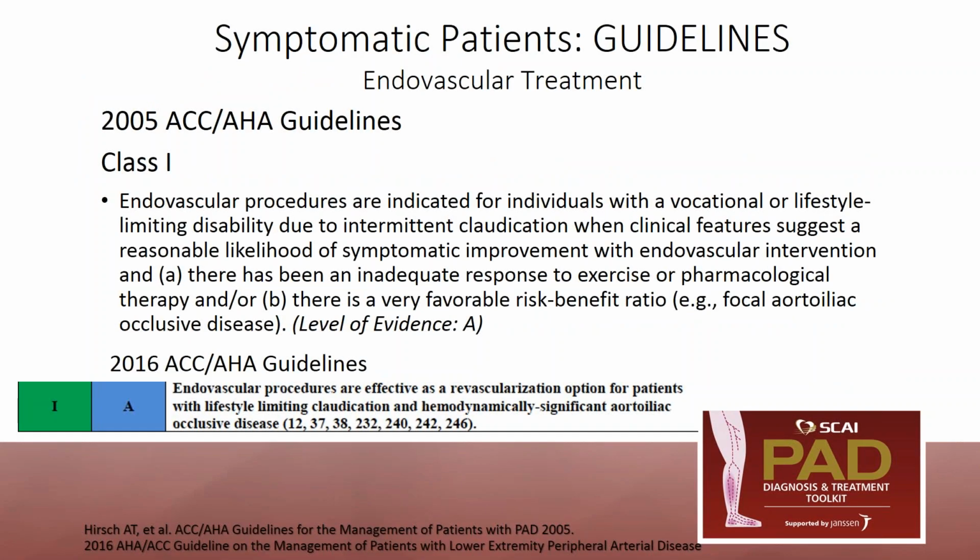So with that, let's look a little bit at the symptomatic patient guidelines for endovascular therapy. In 2005, it was a class 1 indication, mainly for aortoiliac disease, where the risk-benefit ratio favors doing endovascular therapy. In 2016, that continues with a class 1, level of evidence A: endovascular procedures are effective as revascularization options for patients with lifestyle-limiting claudication in hemodynamically significant aortoiliac occlusive disease. Again, this promotes what we just spoke about, which is that for aortoiliac disease, endo first is the approach to go.